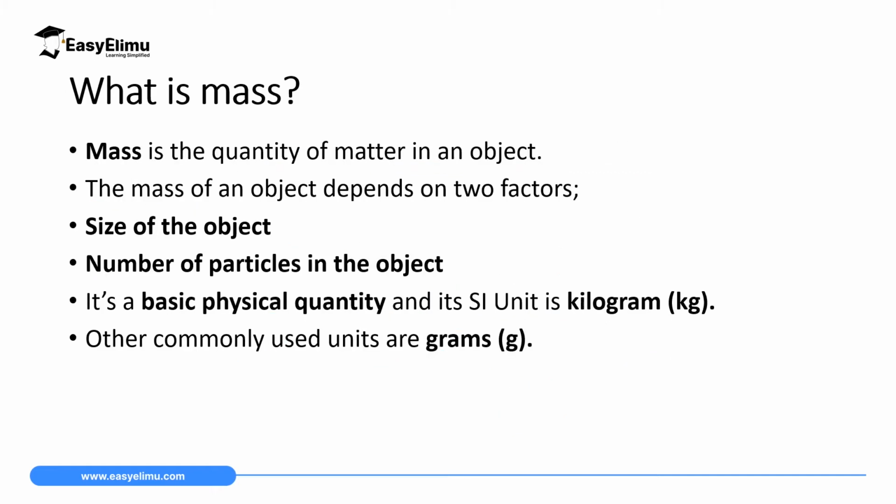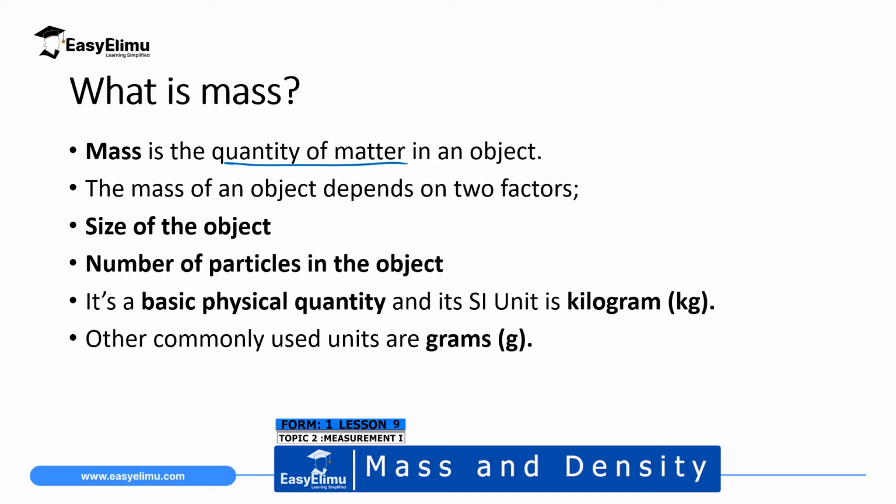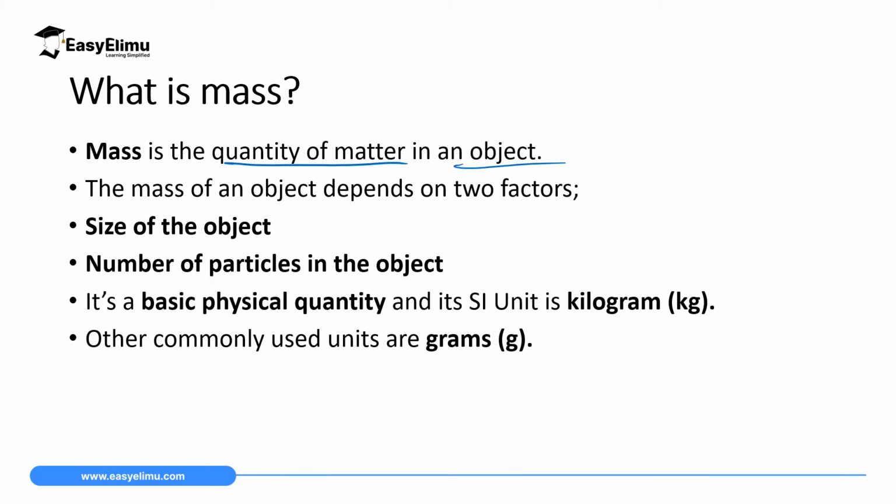Now, what is mass? Mass is defined as the quantity of matter in an object, and this quantity of matter depends on two factors. First is the size of the object, and then secondly is the number of particles in the object. Now, mass, as we said earlier in the introduction to measurements 1, it's a basic physical quantity. Basic physical quantity means it cannot be obtained from any other quantity, but can only be measured directly using a measuring instrument. Its SI unit, just a reminder, is kilogram, which is written as kg.